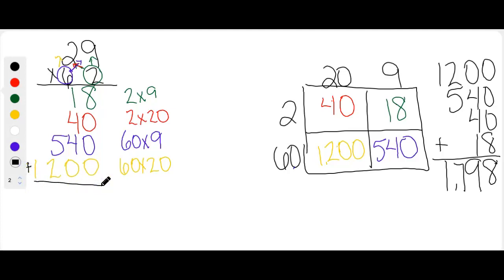So when I add this up, I get 8. 4, 4, and 1 make 9. 5 and 2 make 7, and 1, we get 1,798. Okay, friends? So those are two of the primary strategies that I'd like you to try this week as we are multiplying: the area model or partial products.